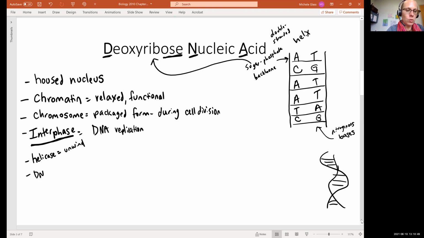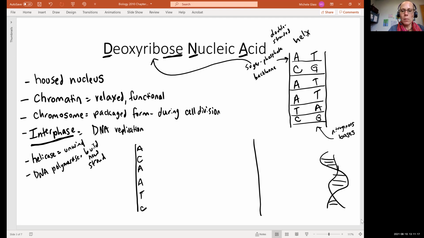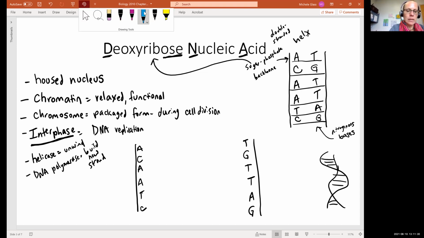And then we have a molecule called DNA polymerase, which is going to build the new strand. So I'm going to unwind the strand that I wrote. On the left side of my ladder, I'm going to have my A, C, A, T, C. And I'm going to give quite a lot of space. And then on the right-hand side, I'm going to write out the right-hand side of my ladder. So I'm going to have T, G, T, T, A, G. And then I'm going to change my color to represent my DNA polymerase coming in and replicating.